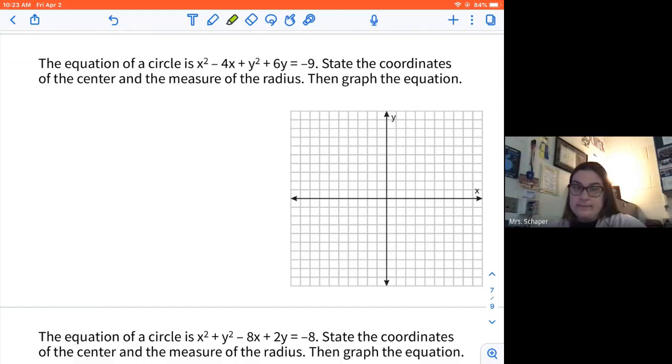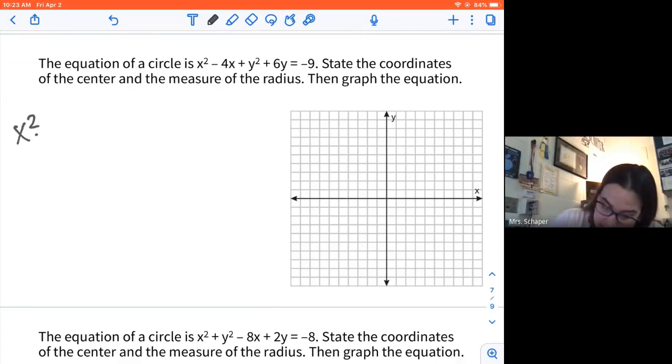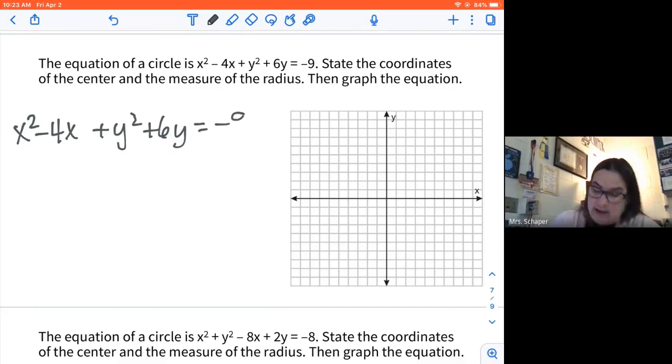All right, here we go. So you're probably like, it's not written in the right form. It's not. We're going to get it there. So x squared minus 4x plus y squared plus 6y equals -9. We're going to be working with completing the square.